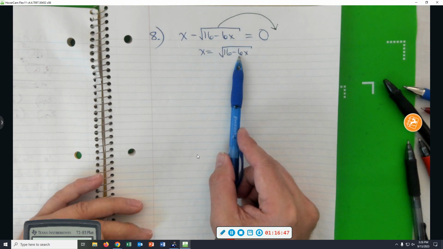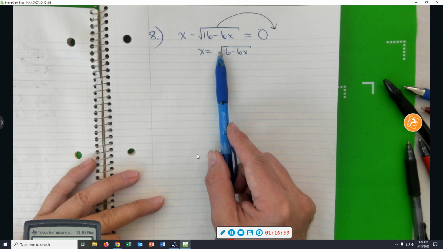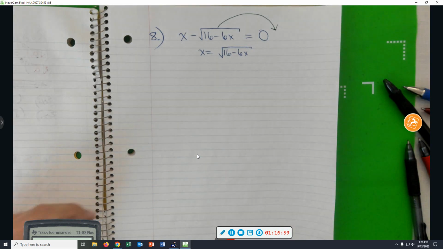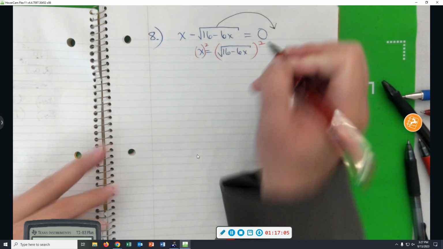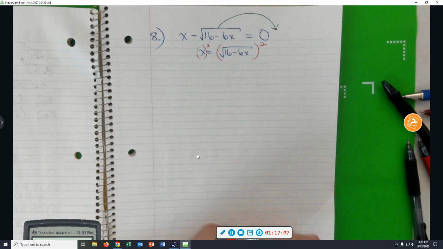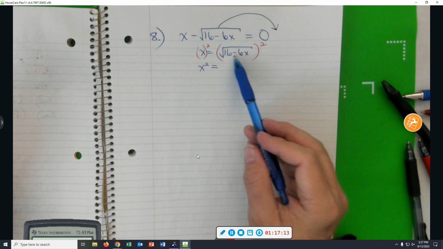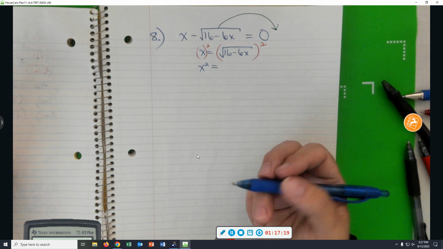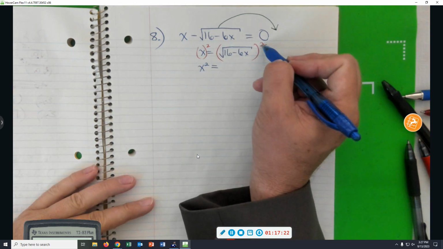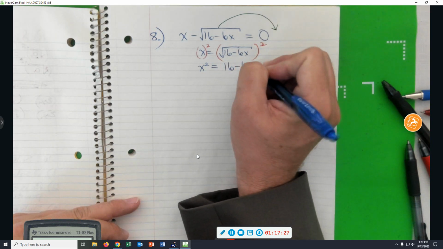We isolated a radical. The next step: I don't see an index there, but what sort of radical is this? Square root, so we're going to square both sides. Put squares on both sides. So on the left side, we have x squared equals, notice everything that's under that square root. When you square the square root, what are you going to get? That square cancels or eliminates that square root, so we just have 16 minus 6x.